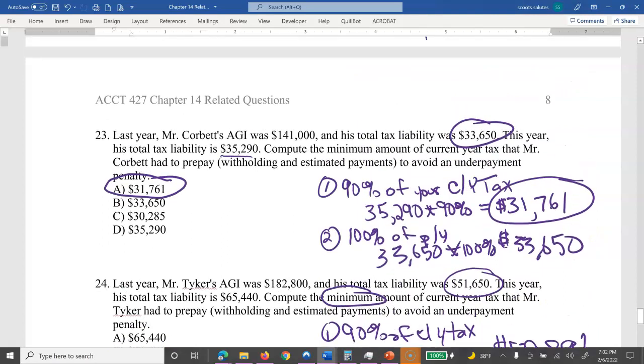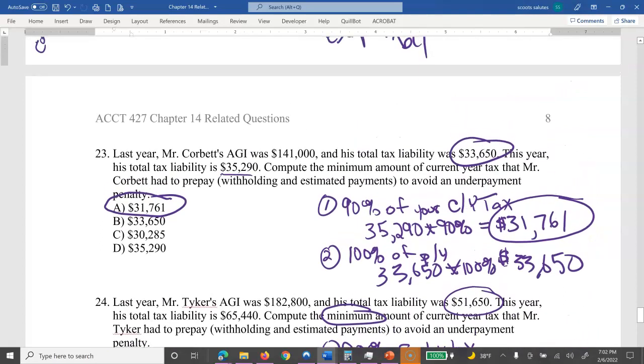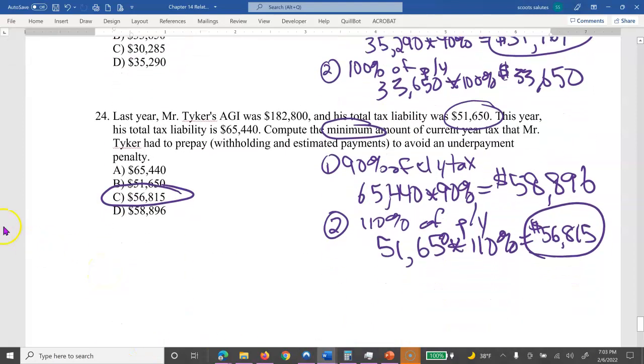So as you can see, Chapter 14 covers a lot of different things, but that gives us at least some practice working through some of those together.